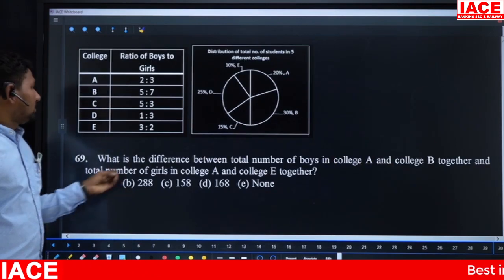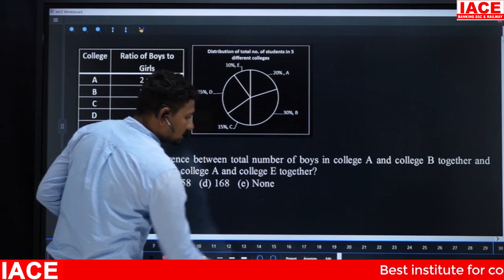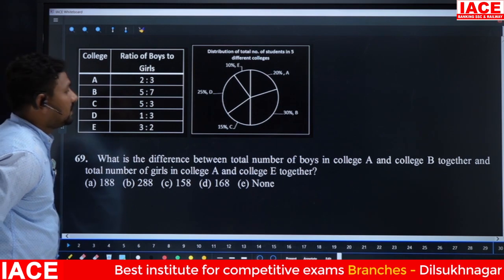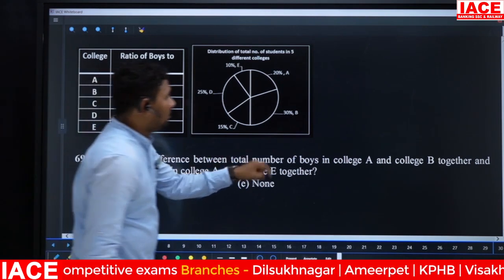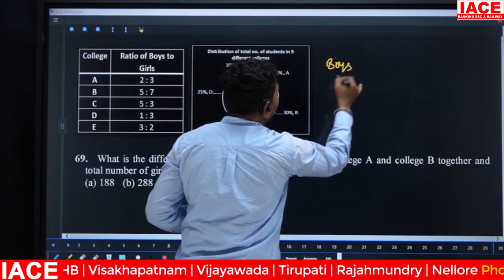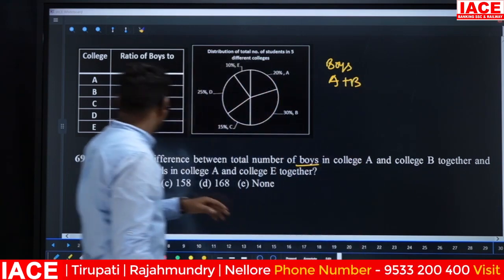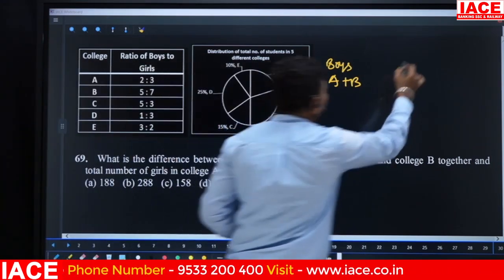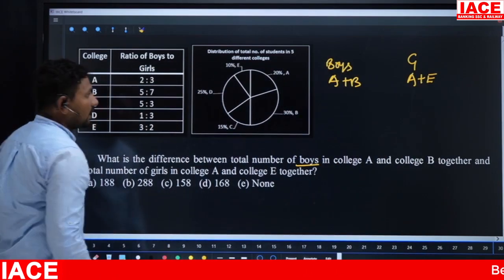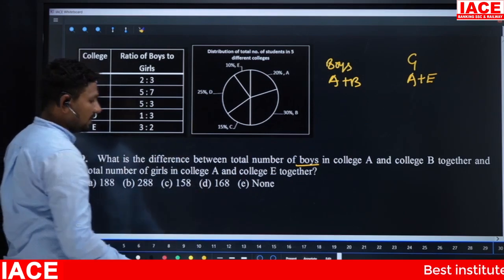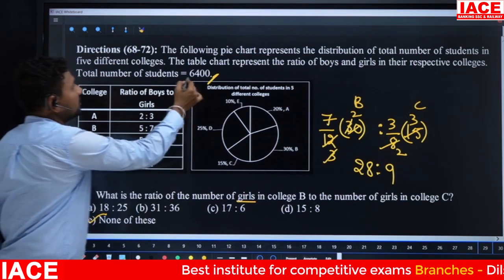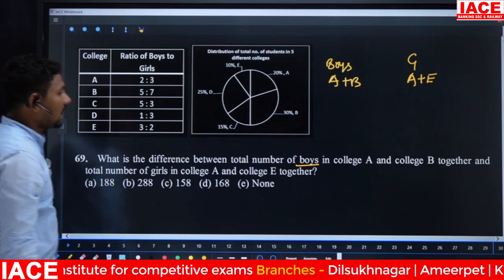Here is the same data, and we should calculate the question as it is. What is the difference between the number of boys in college A and college B together, and the total number of girls in colleges A and E, two colleges? So how to calculate? First of all, we need the 6,400 value, which was already known from the previous question. So that is what we should calculate.